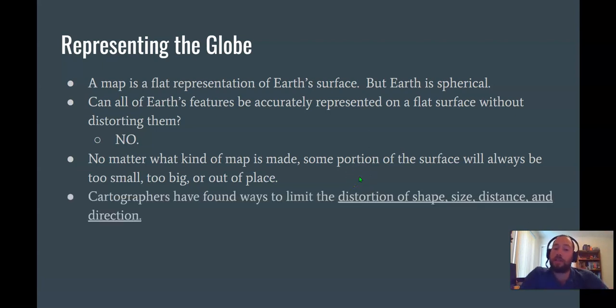Cartographers have found ways to limit the distortion of each of these: the shape, the size, the distance, and the direction. But generally, when you try and fix one, it's going to exaggerate another. And we're going to take a look at some examples.